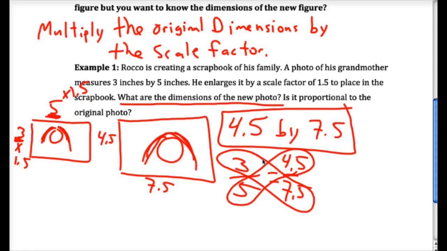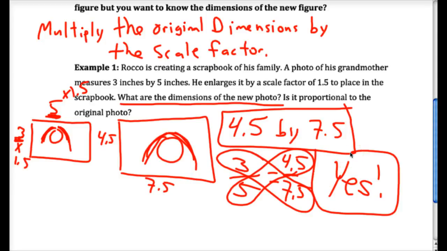They circle diagonally. Wait, couldn't you just do 3 over 7.5 and then 4.5 over? I don't think you can do that because the 3 does not go with the 7.5. Then why are you multiplying? Well, because that's what's true about ratios or proportions, Harrison. Good question. In a proportion, cross products are equal. So, did anybody multiply? Are they the same numbers? Yeah. So, yes, this is proportional.